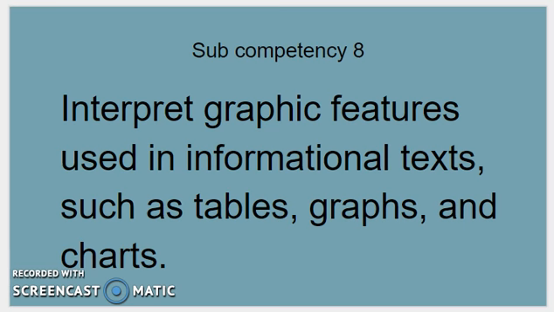Next time, I will talk about Subcompetency 8, interpret graphic features used in informational texts, such as tables, graphs, and charts.